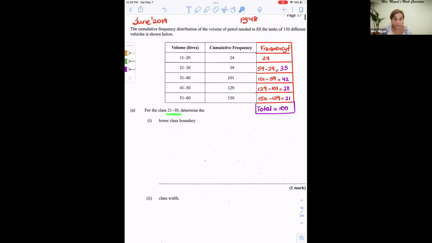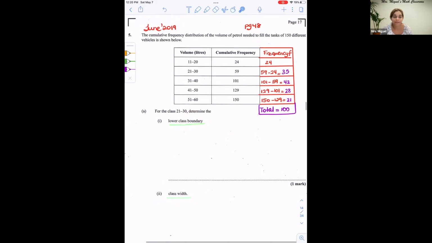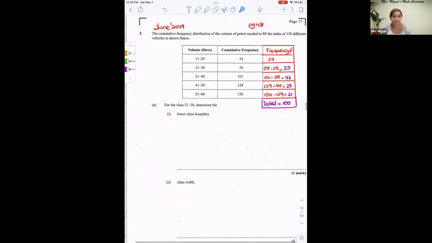For 21 to 30, determine the lower class boundary and the class width. So I am giving you 3 minutes. You write something in your booklet. What you think the lower class boundary is for the interval 21 to 30, and what is the class width? So go ahead.